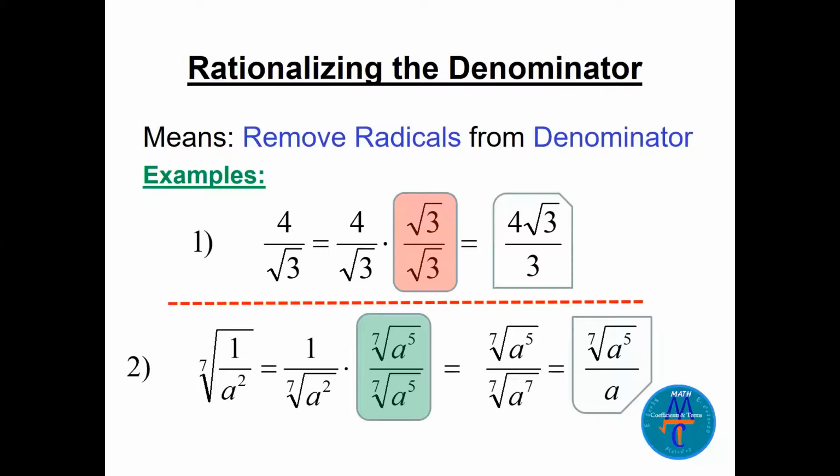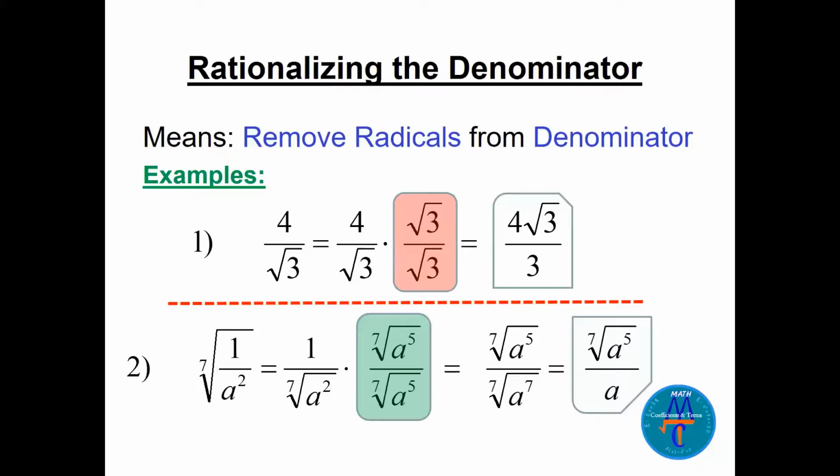All right. Let's see the second one. 7th root of 1 over a squared. I know we can use the properties here. So this is 1 over the 7th root of a squared. How can I remove the radical? Not easy. Now, where do I look? At the index here. What is the index? Ask the question. What is the index? 7.